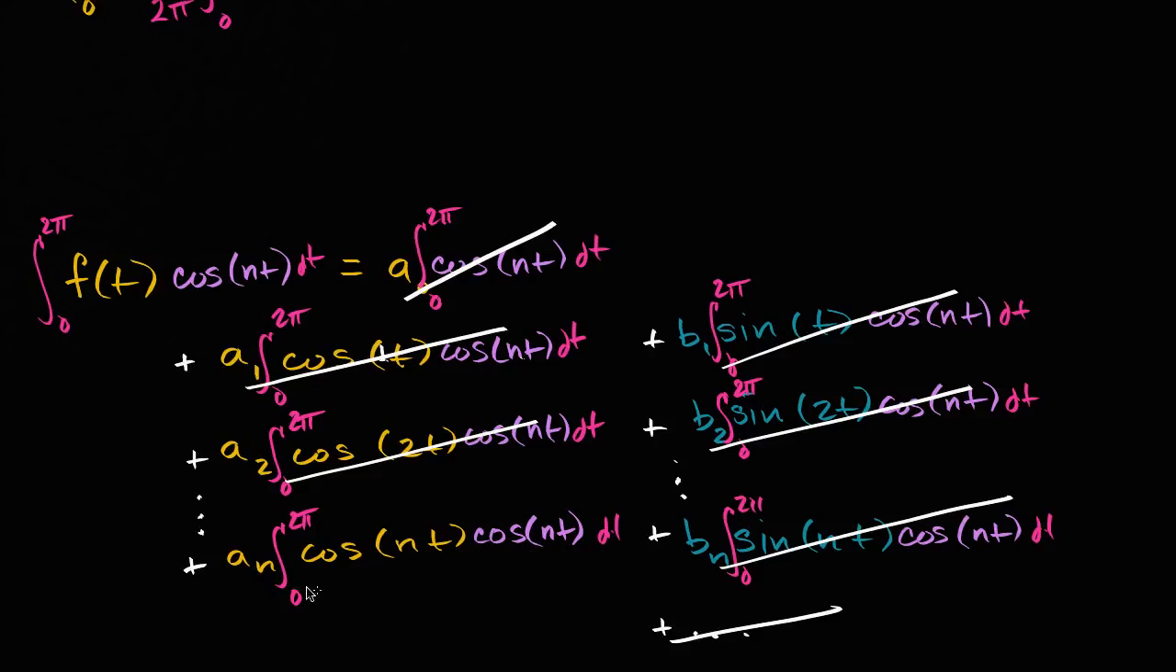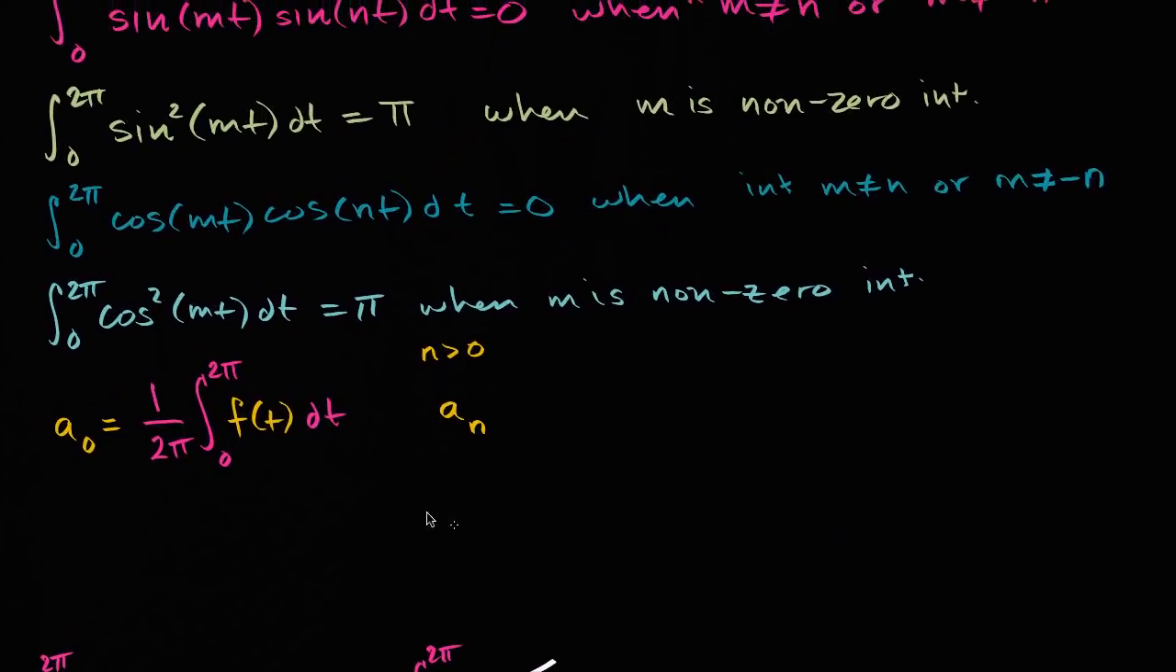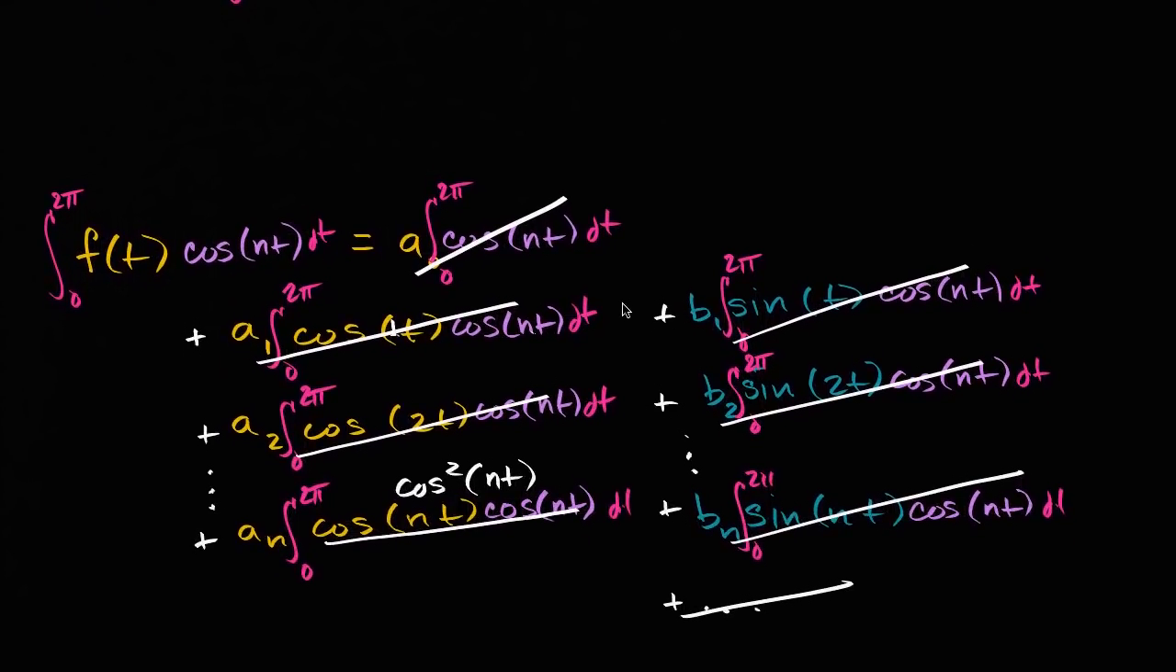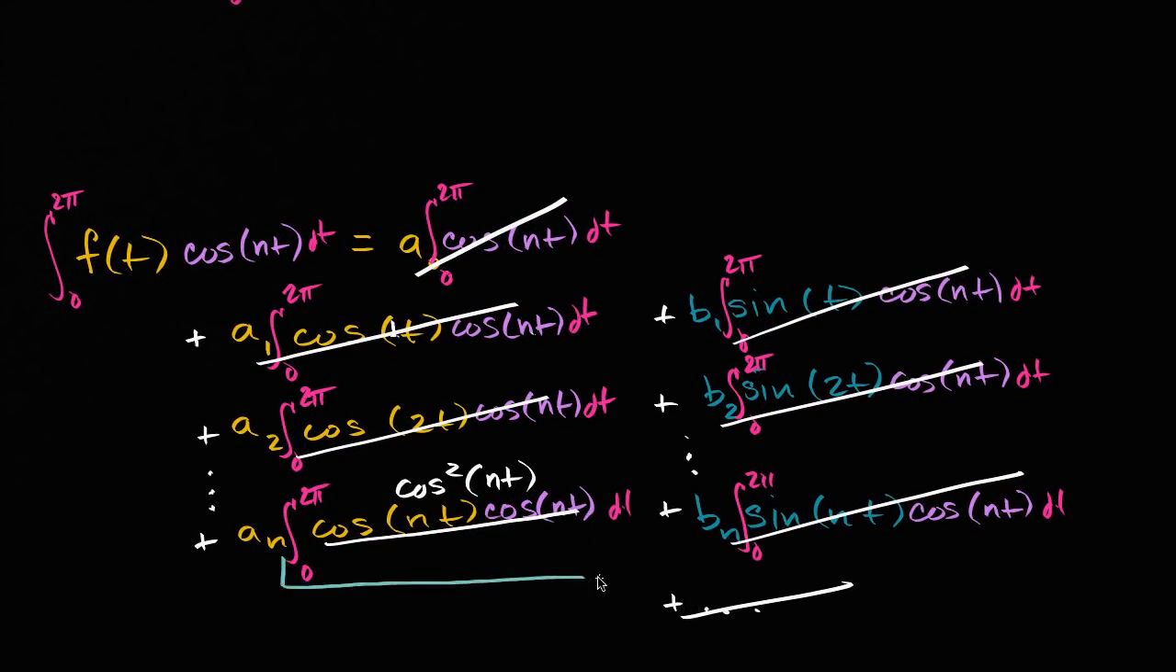But what is this thing? This is the same thing as the definite integral from 0 to 2 pi of cosine squared nt dt. Well, what is that? Well, we established that for any non-zero n, this is going to be equal to pi. So all our work is paying off. So this whole integral right over here is going to evaluate to pi. We did that in another video.